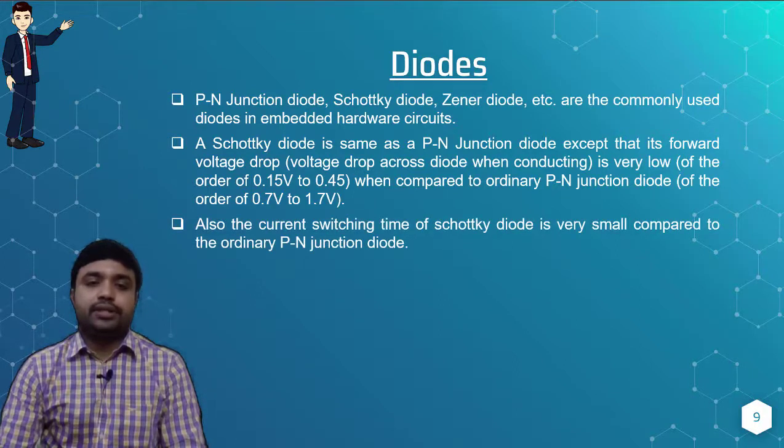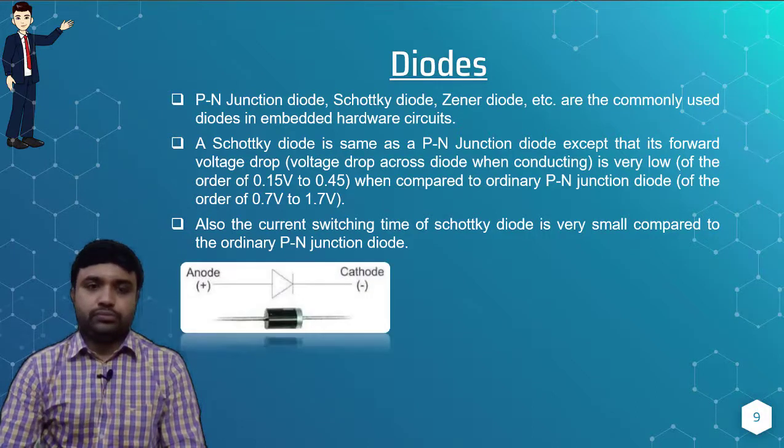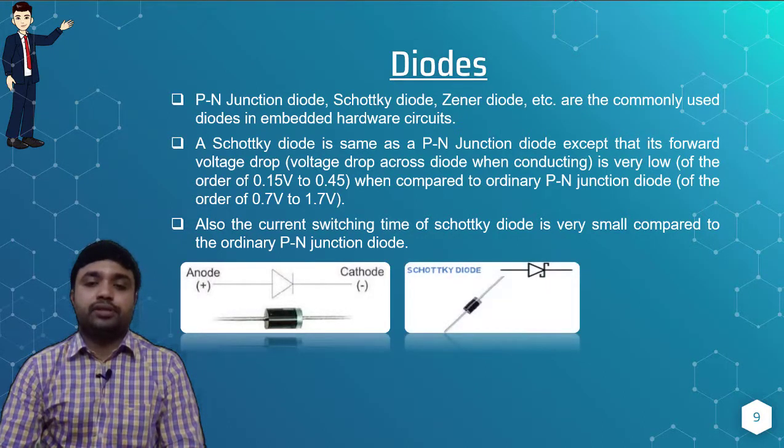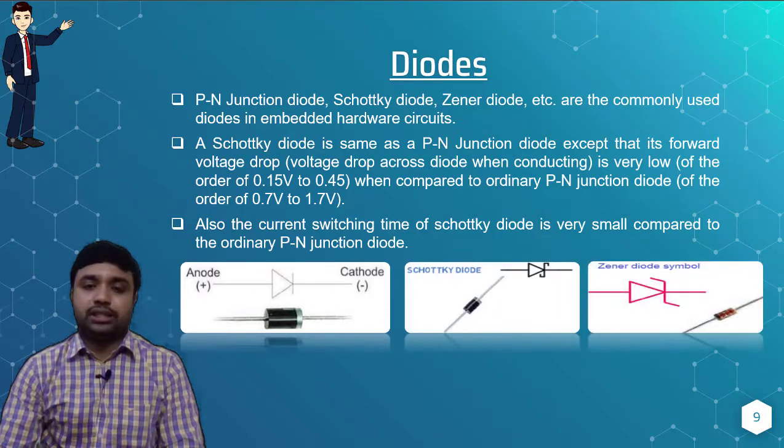And next, also the current switching time of a Schottky diode is very small. Why? Because the conductivity voltage is very low. That is why the switching time of a Schottky diode is also very small. So these are the representations, diodes and symbols. The first one is the PN junction diode, the second one is the Schottky diode, and the third one is the Zener diode.